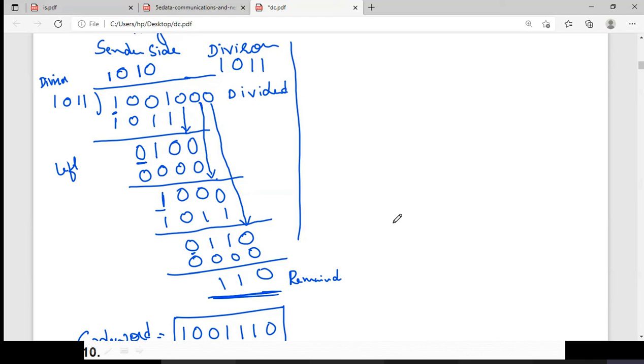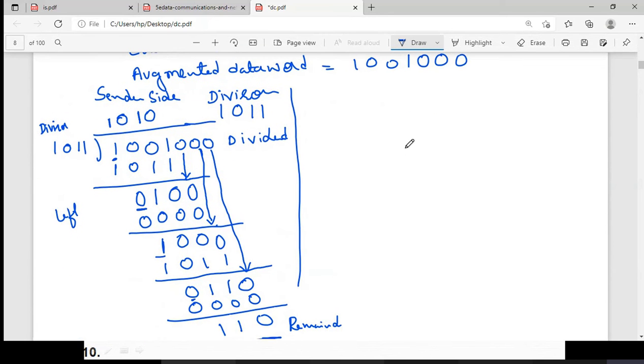Ma'am, is the divisor value constant? It is not constant. You have a number of divisors. This is the standard one. I will talk about this divisor later. In the exam, they will give the divisor, no need to worry. In the exam, they will give the data plus divisor, and augmenting and calculating the remainder, that is your duty. These are the standard values. Both sender and receiver will use the same divisor.